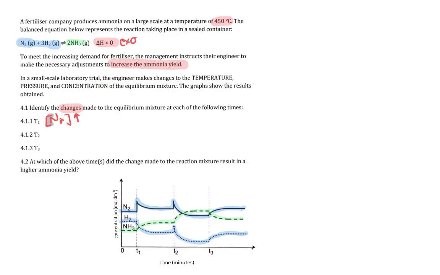Let me explain to you what happens over here. So if I increase that, my system wants to decrease that. It can only decrease that by using it up. And the reaction in which that is used up is in my forward reaction. So that means that these two are going to decrease and that one's going to increase. And that is exactly what happens. Both of my reactants decrease and my product increases. Okay, at time 2, what happens here?